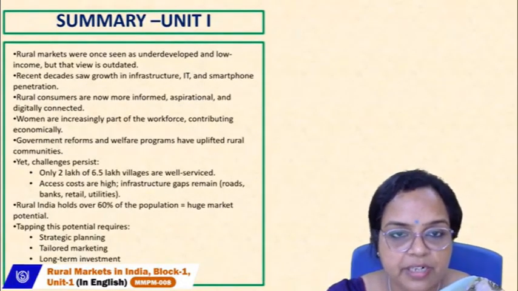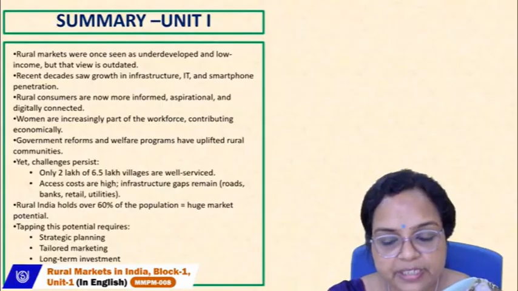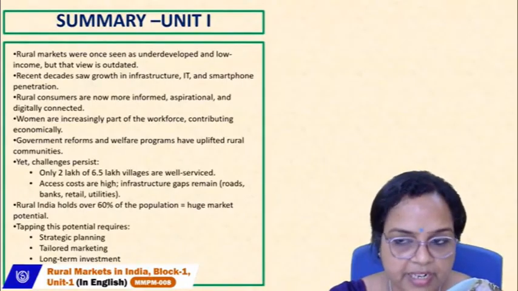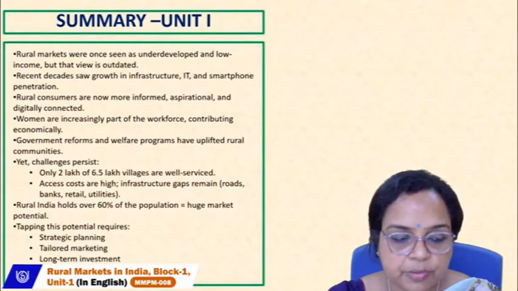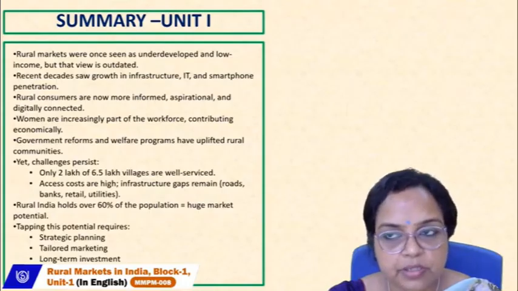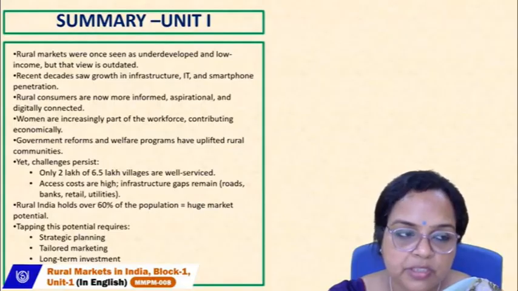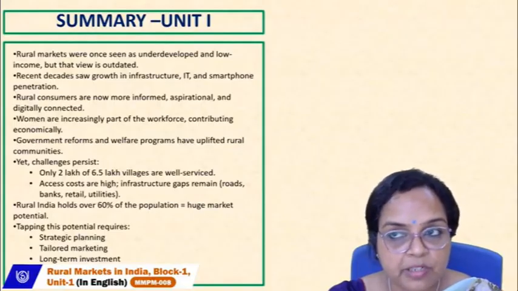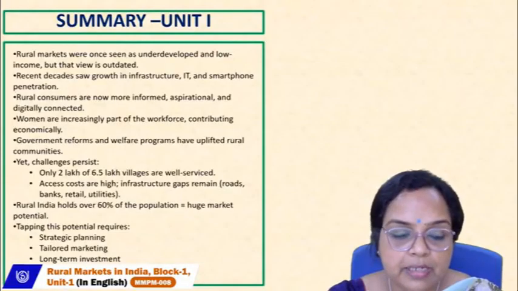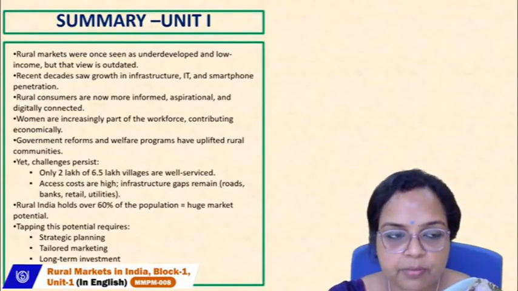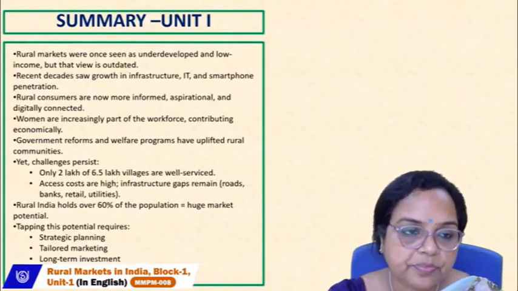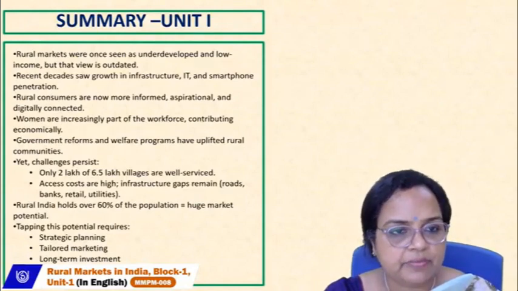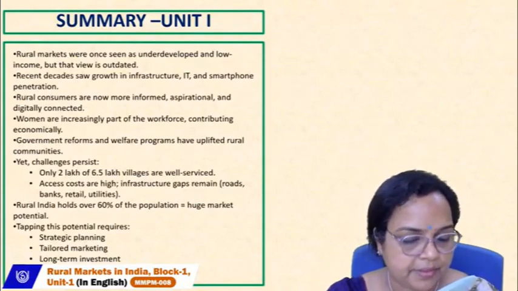Let's summarize the entire unit. We have already discussed what a rural area is. Then we discussed the demographic characteristics of rural areas. Then we discussed the buying behavior of rural consumers. Then we also discussed the potentiality of Rurban, what Rurban is, and all those. Let's come to the end of this and summarize the entire unit. Rural markets were once seen as underdeveloped.